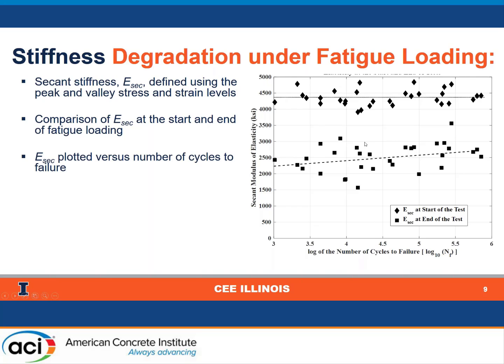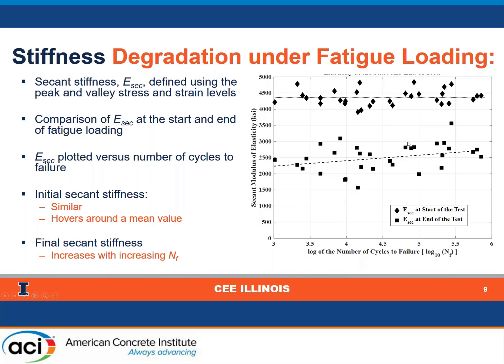What you see here on the right in the plot is the secant stiffness comparison at the start and end for all the tests that were done as part of the basic fatigue test series. Some observations: you can clearly see that for the initial secant stiffness, there's some variation, but this level of variation is expected in concrete. They all hovered around a mean value. On the other hand, when we look at the final secant stiffness, we can clearly see that there's a trend that the final secant stiffness value increases with increasing number of cycles to failure. And immaterial of what the number of cycles to failure were, we could clearly see that the initial secant stiffness was much higher than the final secant stiffness, which indicated that there was definitely degradation, which was our hypothesis.